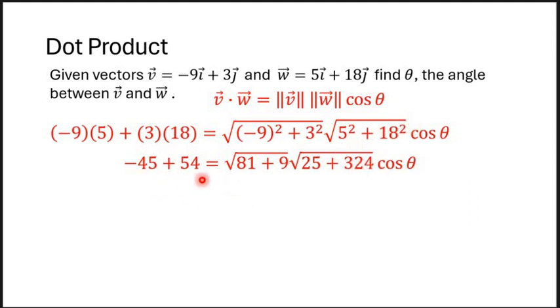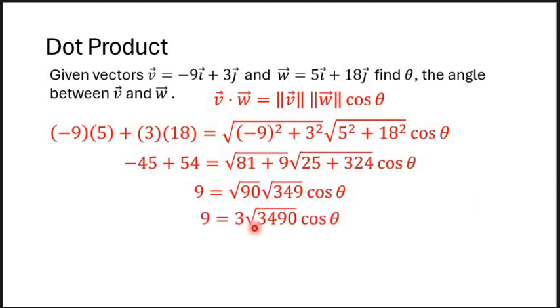I can combine the like terms on the left side. -45 plus 54 is 9. I can add 81 plus 9 to get 90, 25 plus 324 to get 349. Then I can simplify the square root of 90. That's going to be the square root of 9 times the square root of 10, where the square root of 9 is just 3. And the square root of 10, when I multiply it by 349, I get 3,490. Then I'm going to divide both sides by 3 times the square root of 3,490, and I'm going to get this.